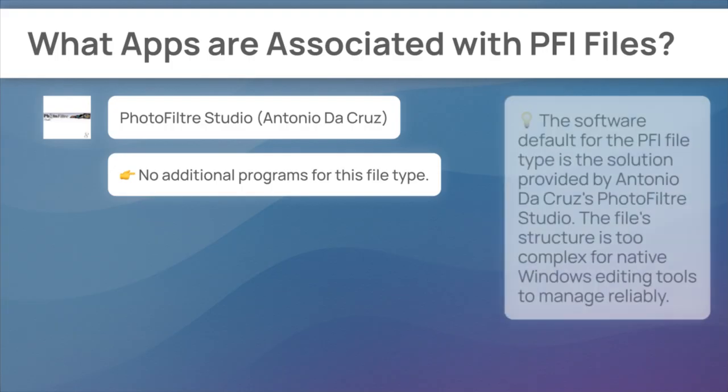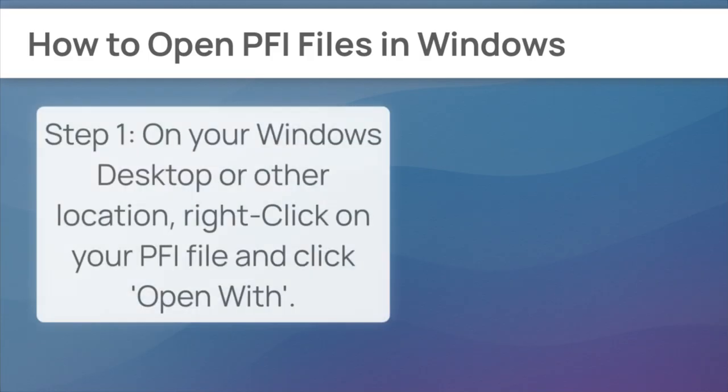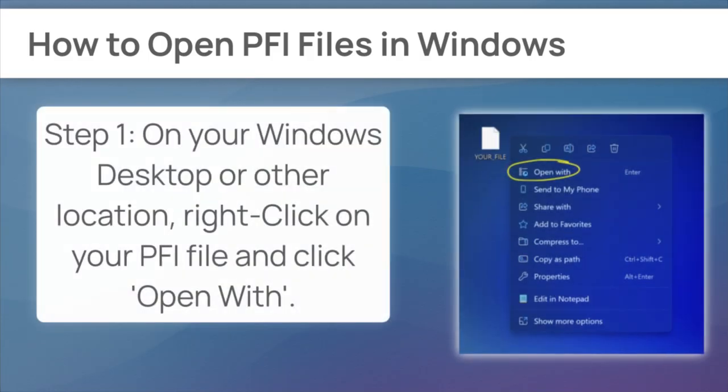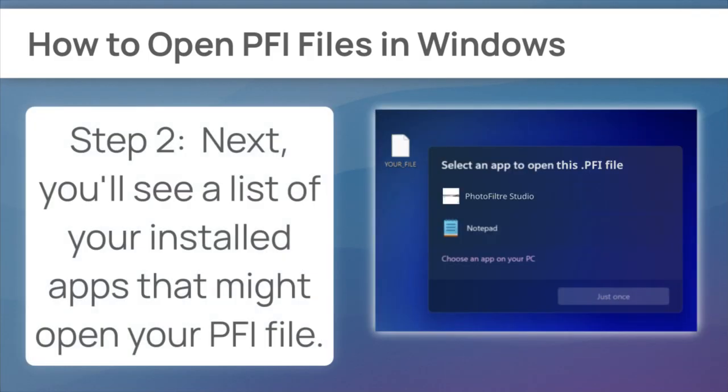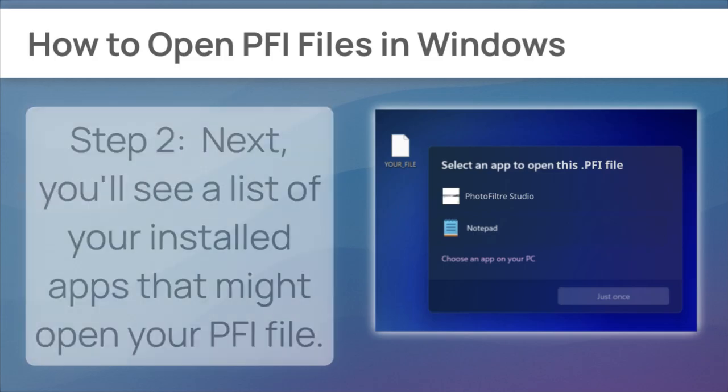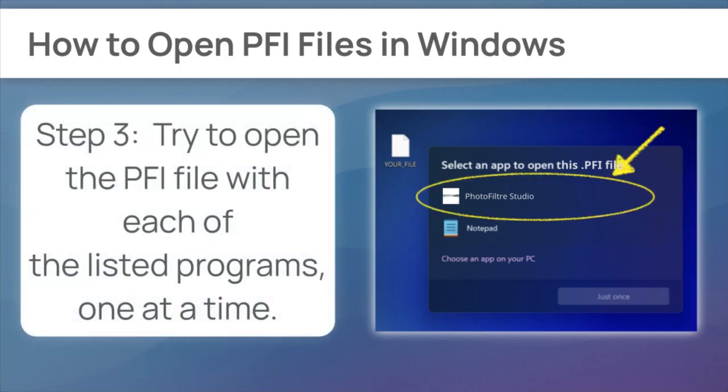The file structure is too complex for native Windows editing tools to manage reliably. Windows can open the file, but sharpening, retouching, or adjustments require graphics tools. We're testing the system's ability to interpret the file's data block. Right-click the PFI file and click Open With. Test PhotoFiltre Studio first. If it's unavailable, choose another program. The correct tool is key.